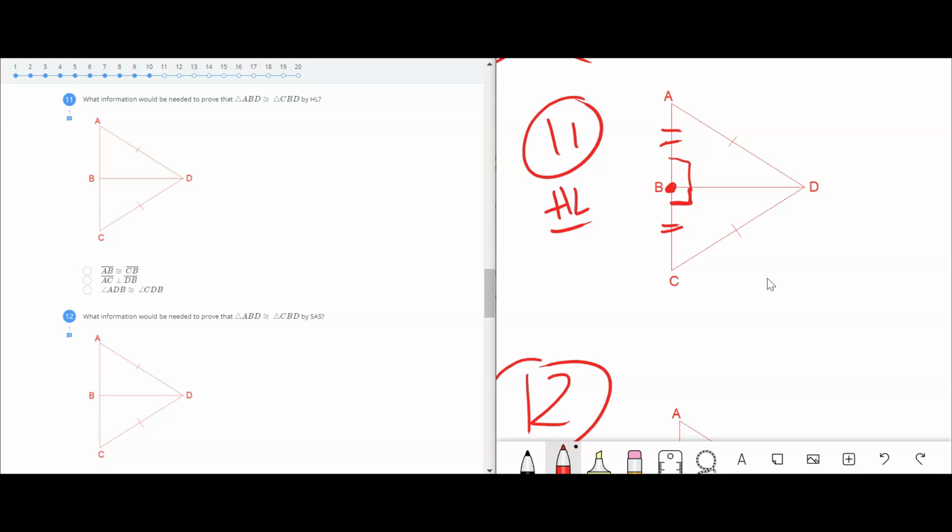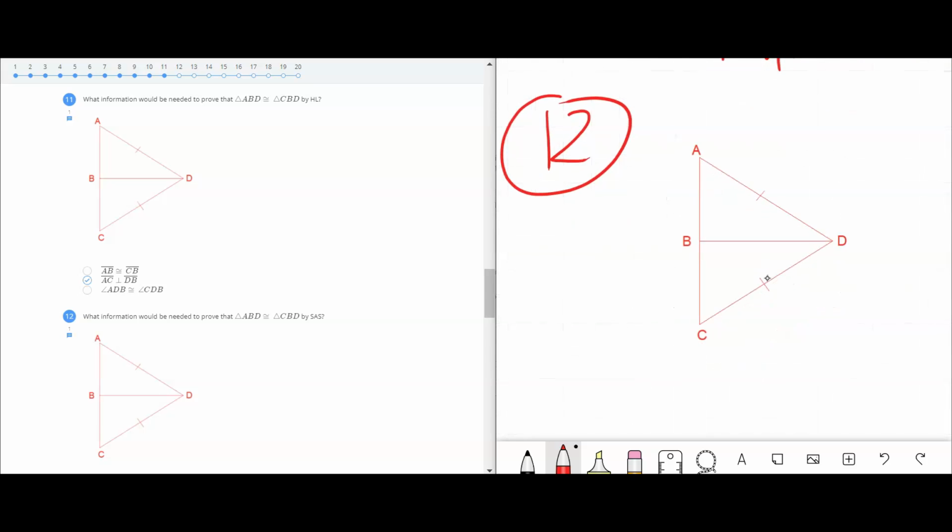That's a perpendicular bisector, right? Basically, AC and BD or DB needs to be perpendicular to make a right angle. So what we would need is this one right here, okay? So whenever you see that, that means perpendicular. That'll give you right angles, and right angles will help you get that bisector, and that'll give you HL, all right?